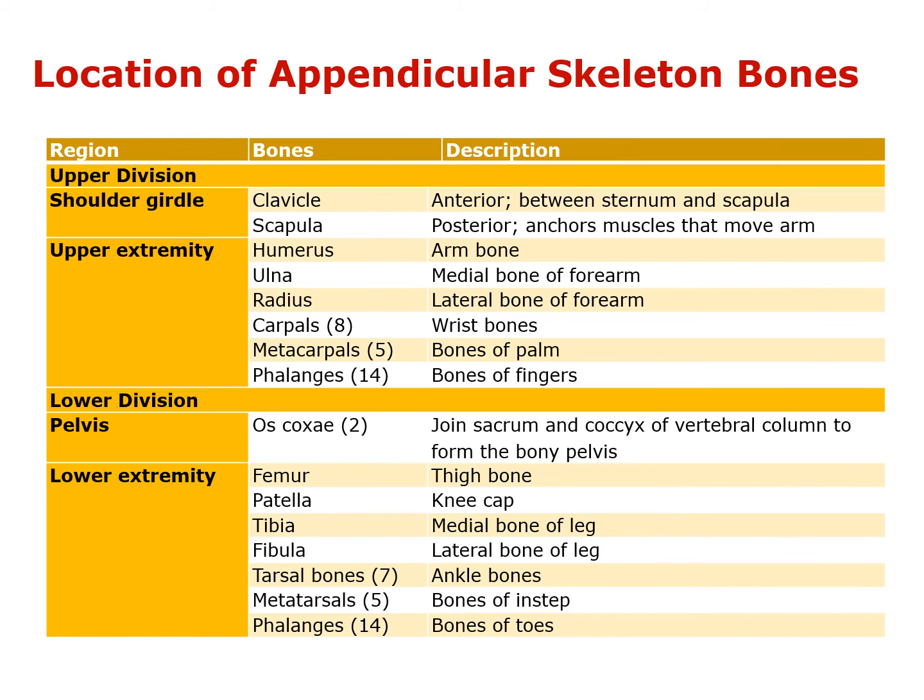and the scapula anchors muscles that move the arm. So your shoulder girdle helps your arm to move. If you break your clavicle, or your collarbone, then it's going to be difficult to move.